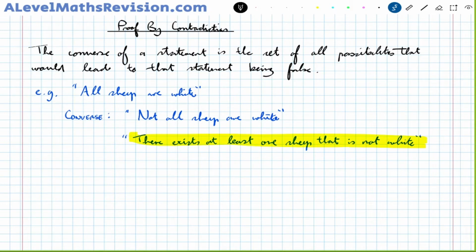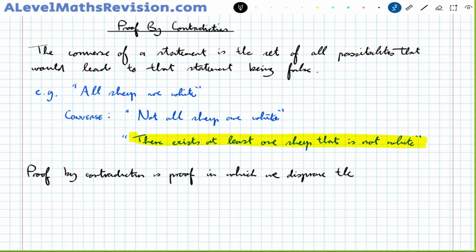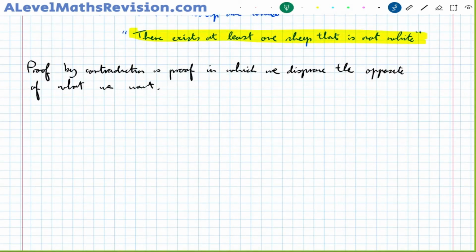Actually, I'll write down first, proof by contradiction is proof in which we disprove the opposite of what we want. Disproving the opposite of what we want. So let's do an example.